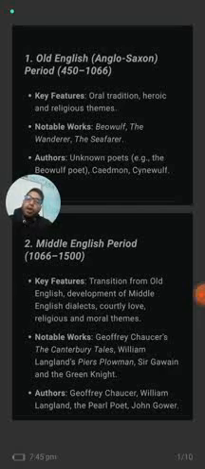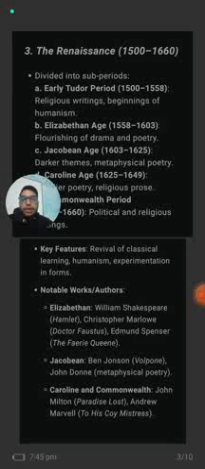Now we will see the authors of the Middle English period. Who are the authors there? Important authors: Geoffrey Chaucer, William Langland, the Pearl Poet, and John Gower, right? They are the notable authors of the Middle English period.